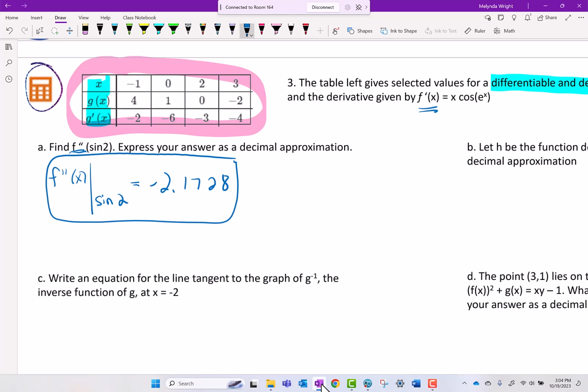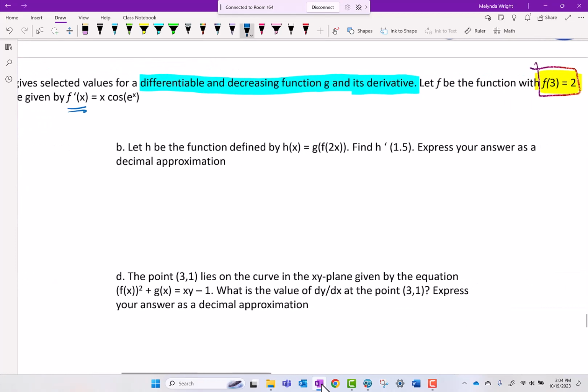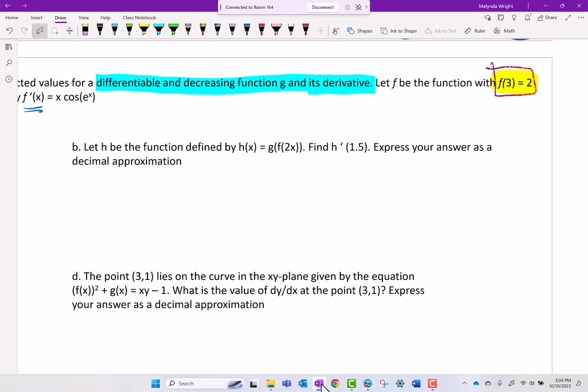All right, let's see what they want us to do in part B. Part B, they say, let h be the function defined by just that weird mess of stuff. Find h prime of 1.5. Okay, that looks a little overwhelming, but I'm just going to back up. To find h prime, I need to take this and find h prime. We have to do that by hand. That's not something we can tell the calculator to do, because g is just a bunch of individual numbers. It's not an actual equation. All right, so we're going to do that.